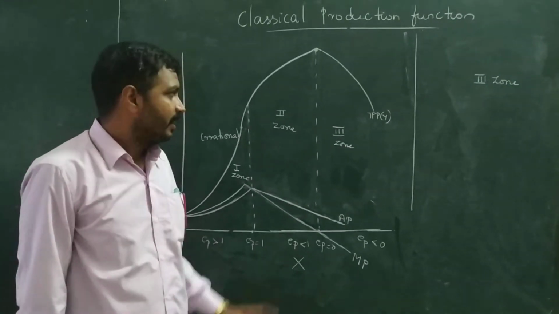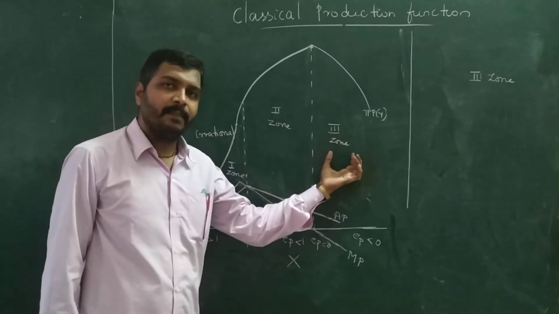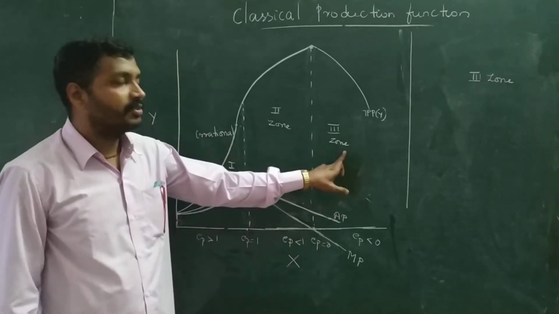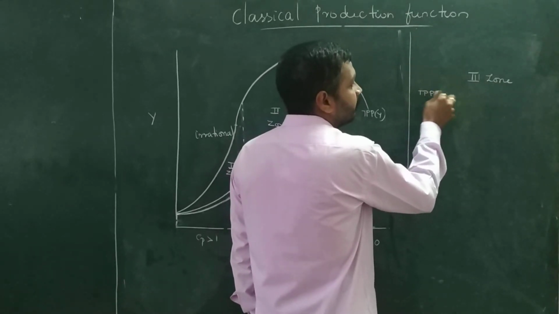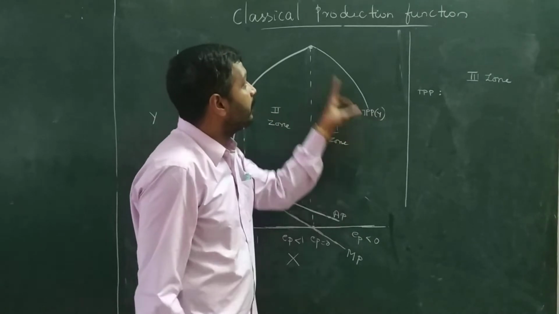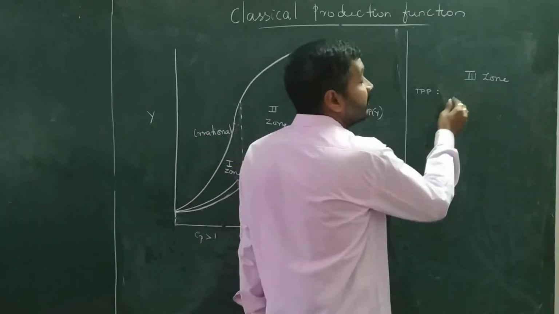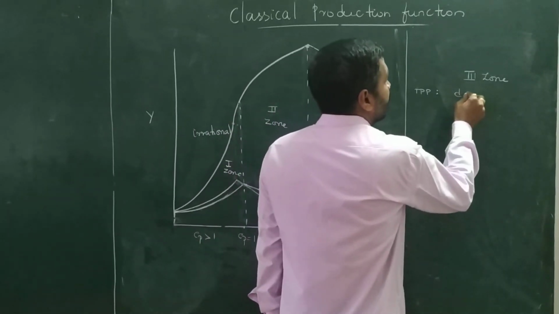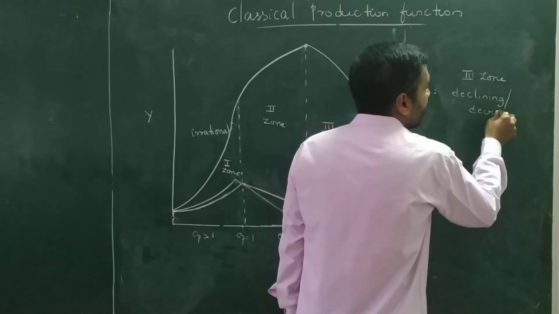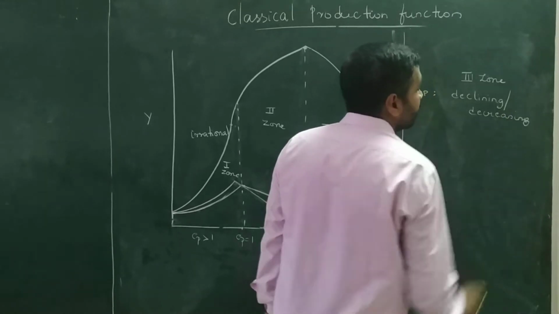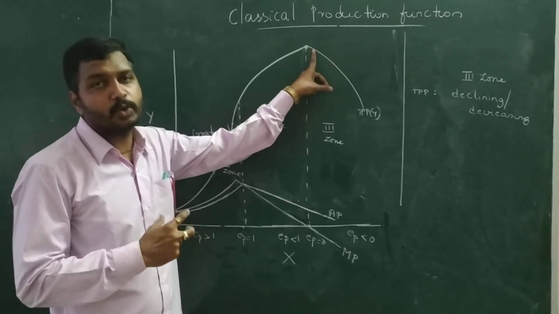Now we will understand what the characteristics of MPP, APP and TPP, as well as EP, are in the third zone. It is a bit interesting. If you consider TPP, you can see that TPP is exhibiting a declining or diminishing trend. That means the TPP curve has started decreasing, which is not a good sign. That means added input is yielding lesser and lesser output, which is not a good sign.